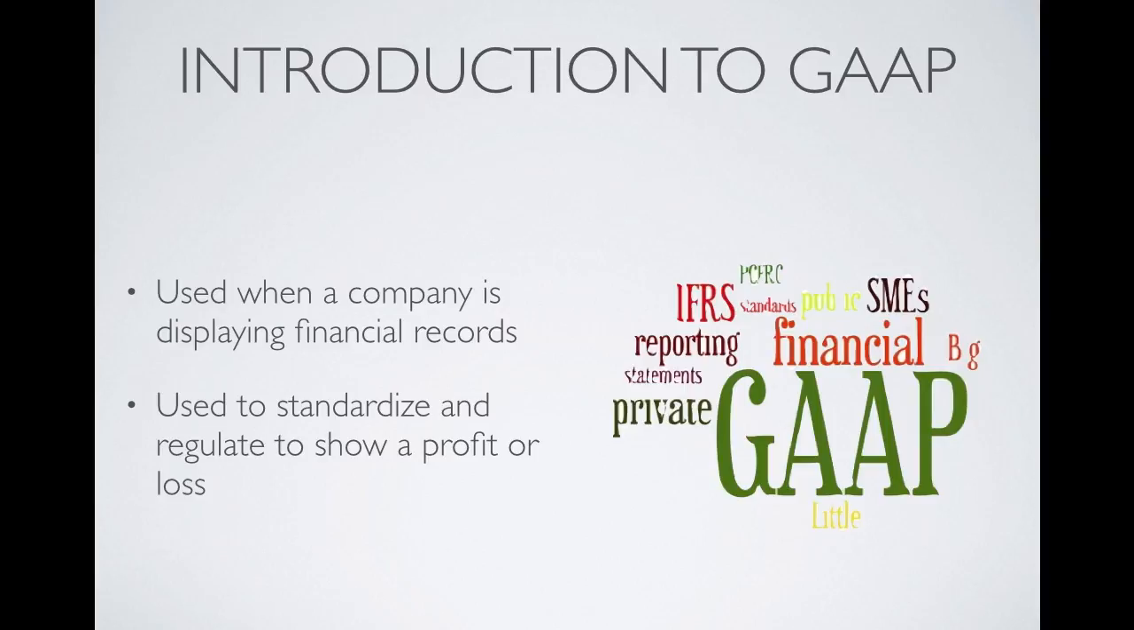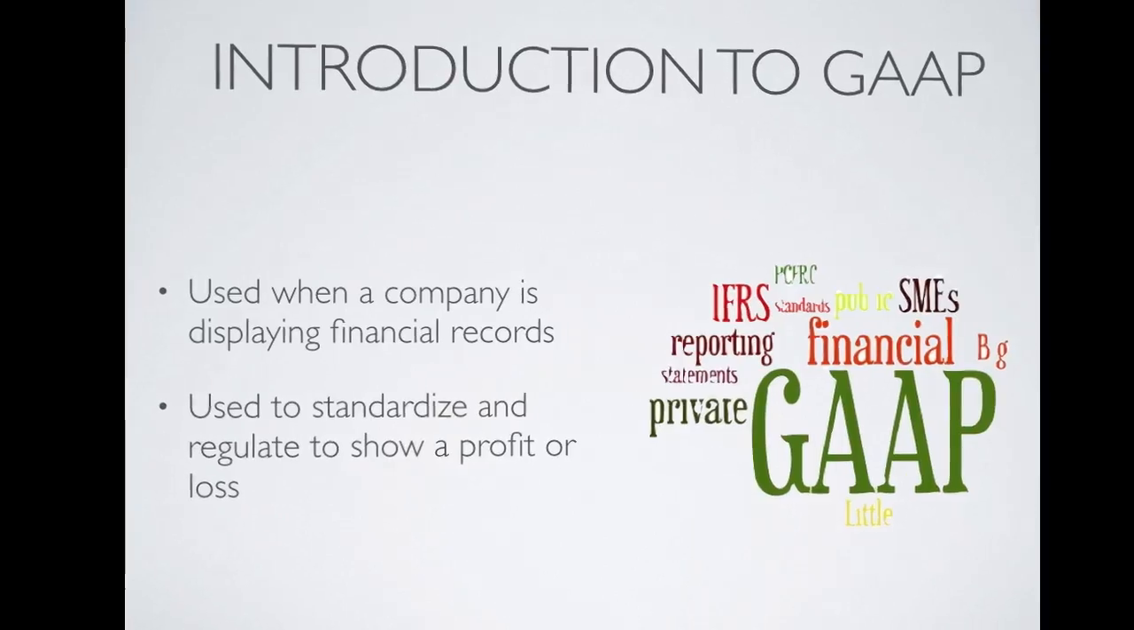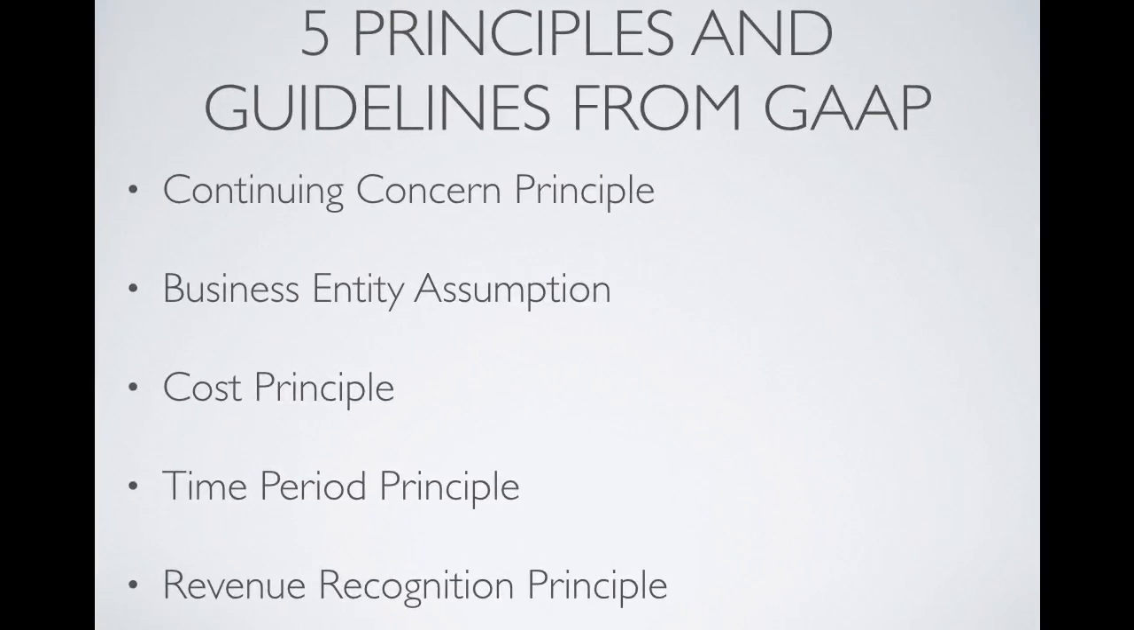These rules and guidelines come into play when a company displays its financial records to the public. If a company's stock is publicly traded, it is required by federal law to be audited by public accountants. GAAP is used to standardize and regulate. This is done because it shows consistency year to year and is assumed in order to determine growth or loss between years. In this video, I'll go over 5 basic accounting principles and guidelines.